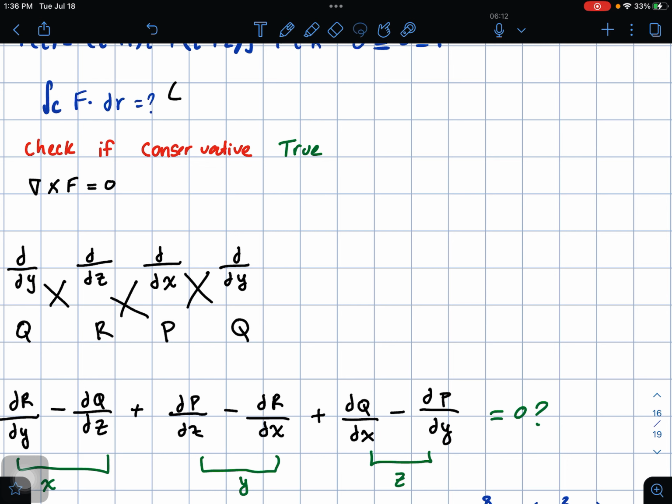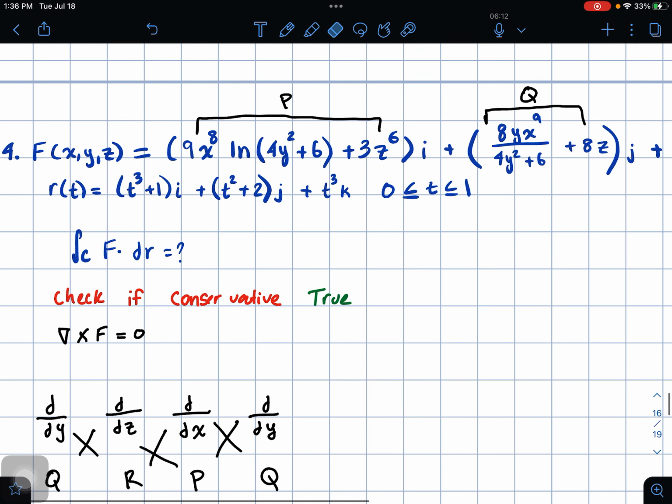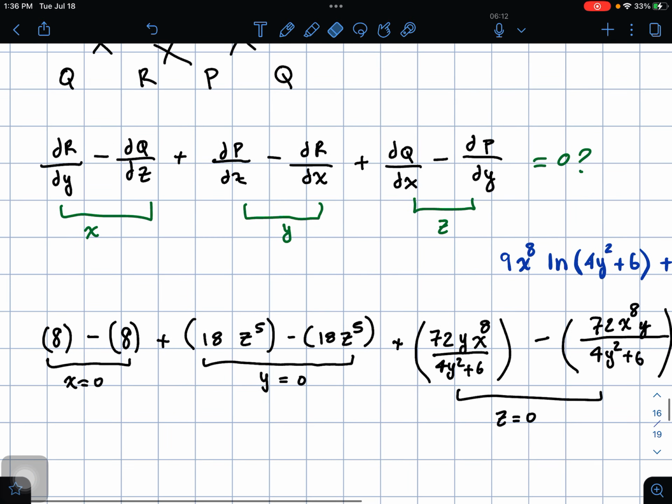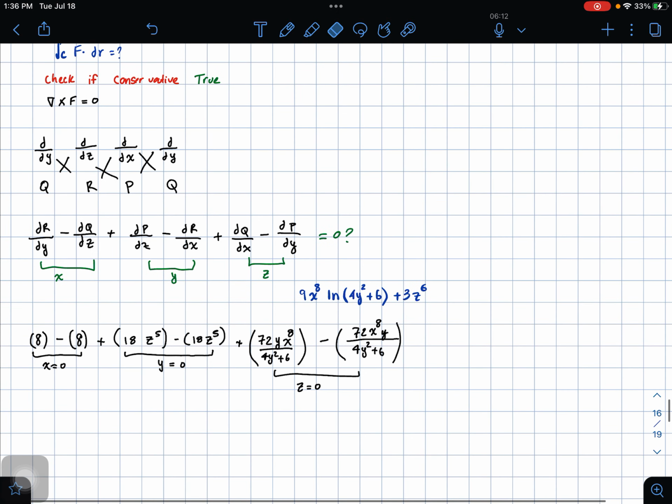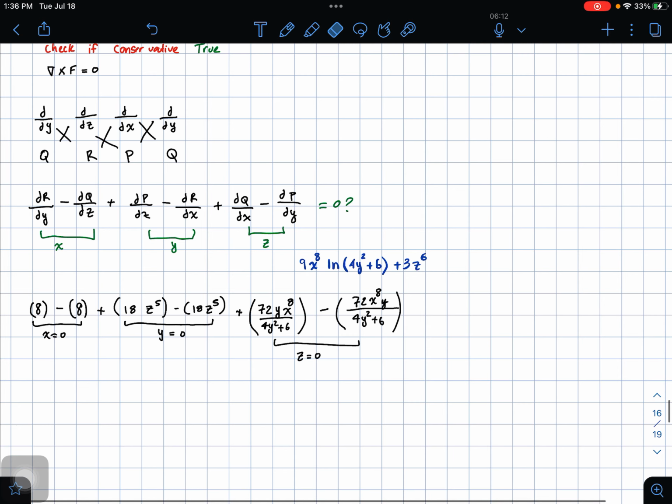I know this question technically asked us to compute something, and I don't think we know any other way to actually solve this. If it was an exam or a test, you can just assume that it's conservative because it takes so long to compute this. But yeah, you could have just started off by assuming that it's conservative because there has to be an answer. But yeah, this just proves that it's conservative.